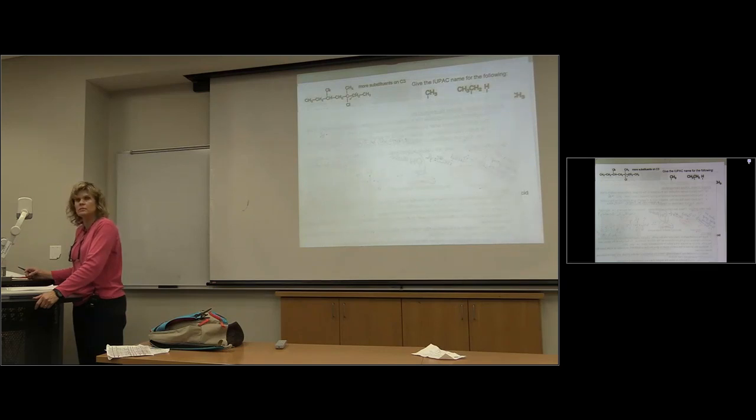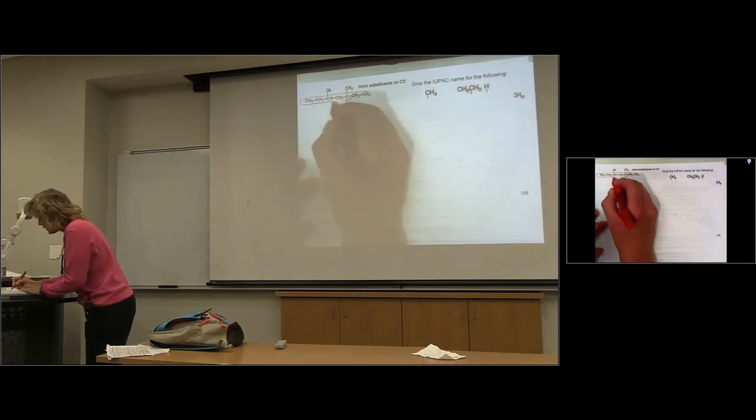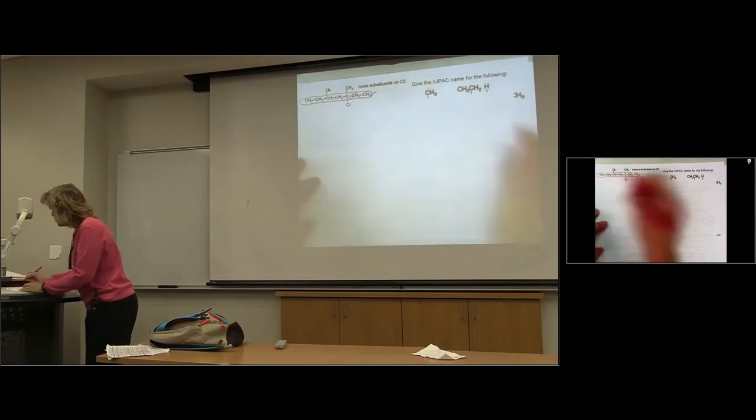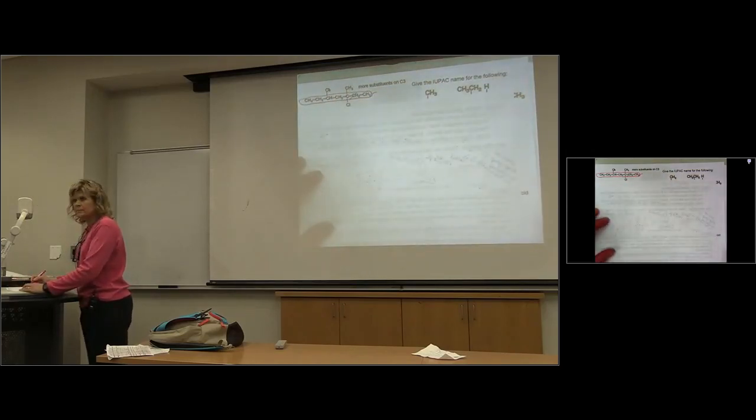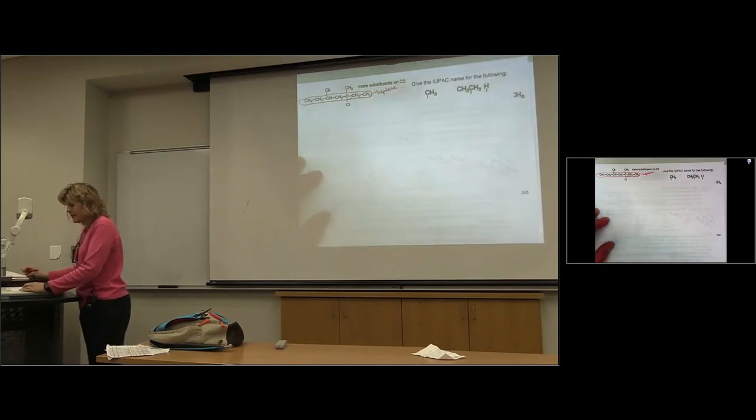What's the longest parent chain? 7. Okay, so this is my longest parent chain. It's all single bonds, so that's going to be what? Heptane. That's heptane.